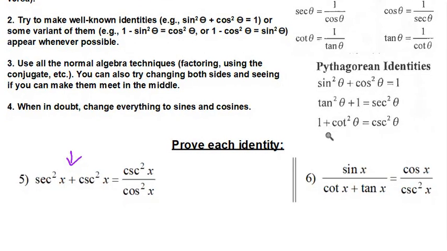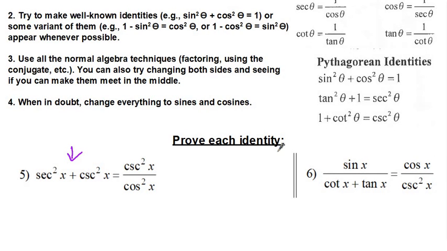Try to make well-known identities appear. Okay, well we do have identities for both sec squared and cosec squared, I'm sorry. But using those I'm not sure is really going to help us, because if you replace sec squared with this, it's going to make it even more complicated. You're introducing more terms. So strategy number 2 is normally what we'd use, but in this case I'm not sure it's going to help us. Use all the normal algebra techniques.